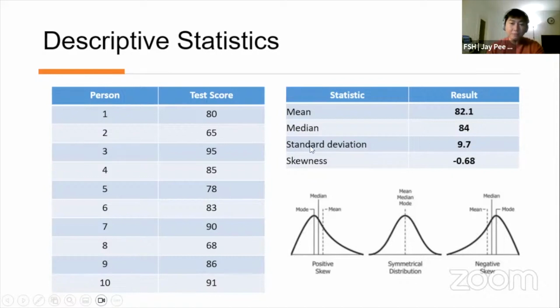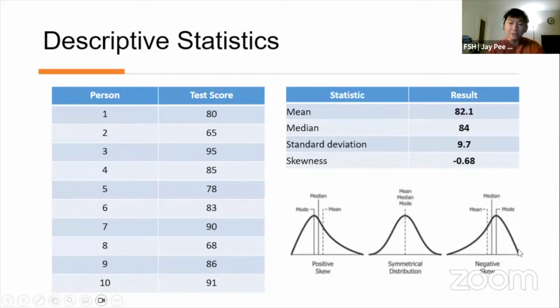So medyo malaki yung spread ng values around the mean, and the skewness is a little bit negative. So that means that our data has a negative skew. Makikita po natin yan dahil yung median is slightly higher than the mean. So yung skew niya is negative.